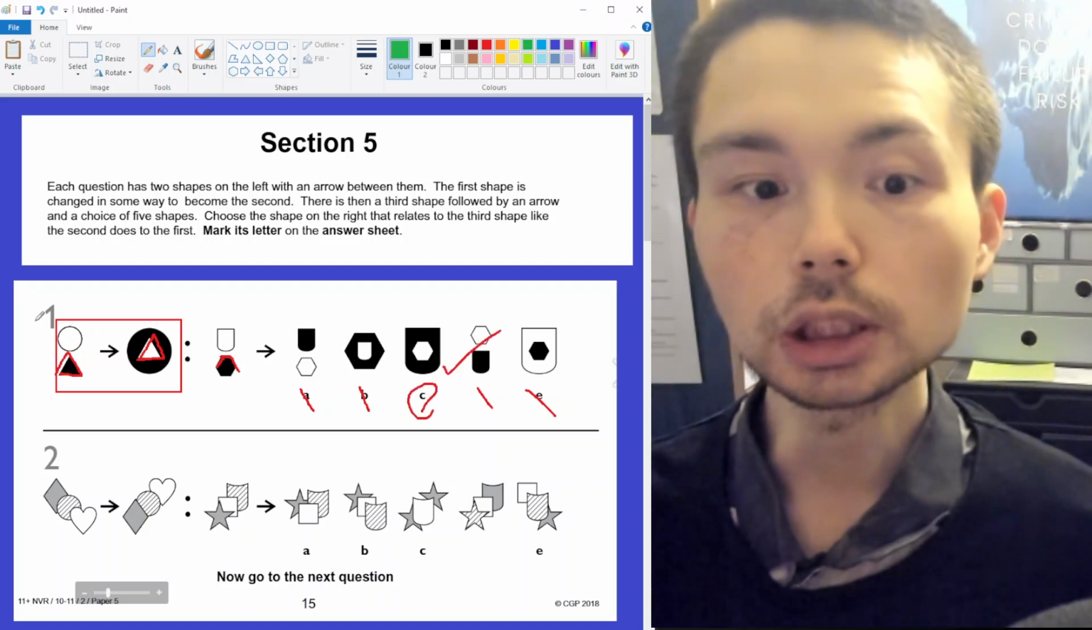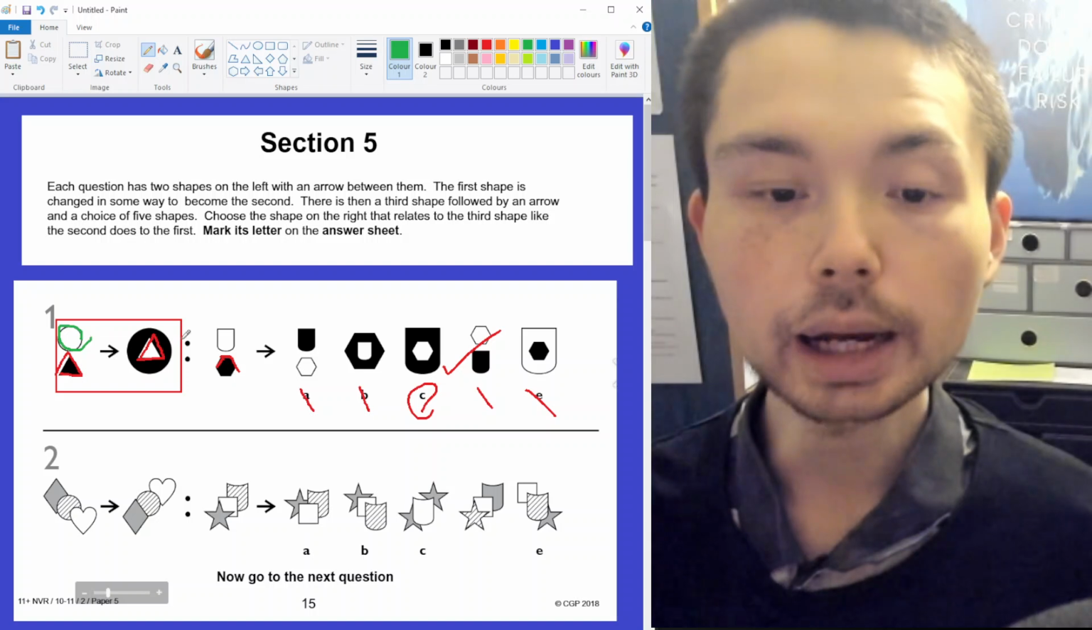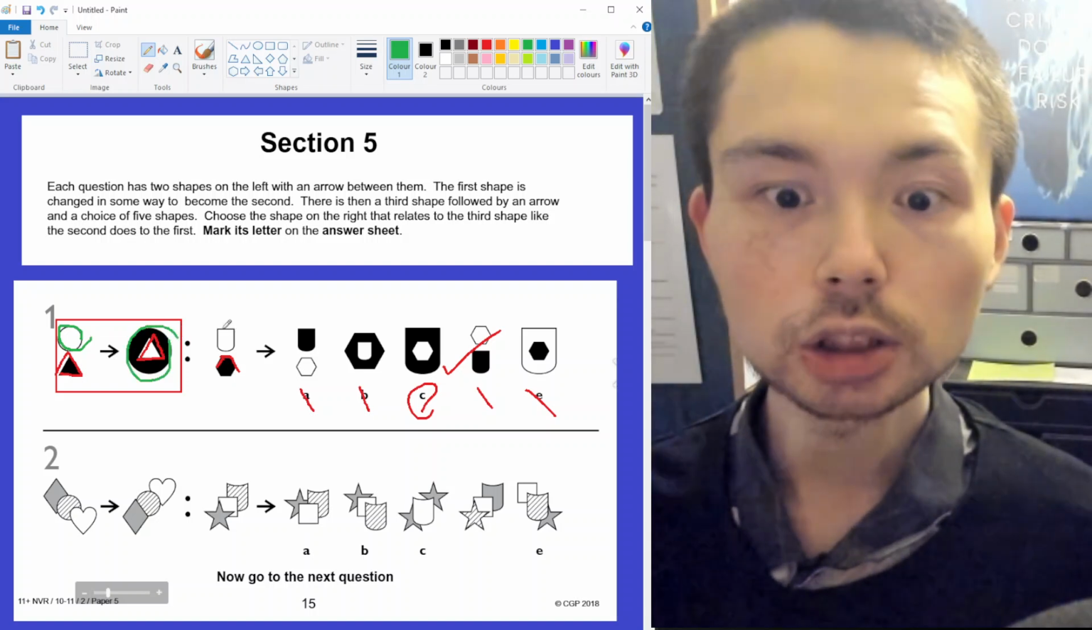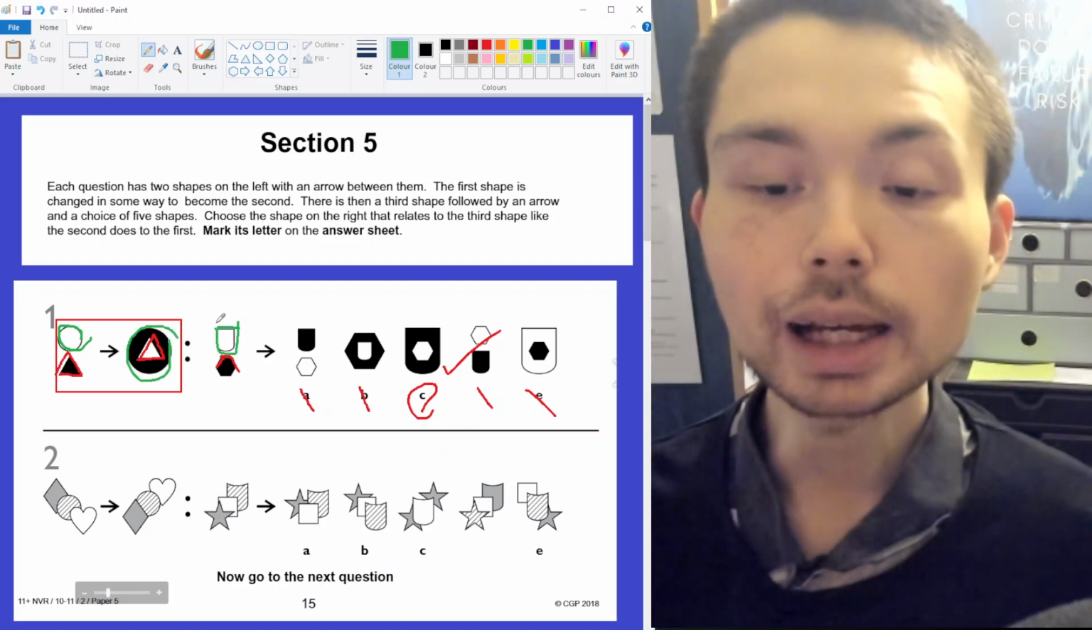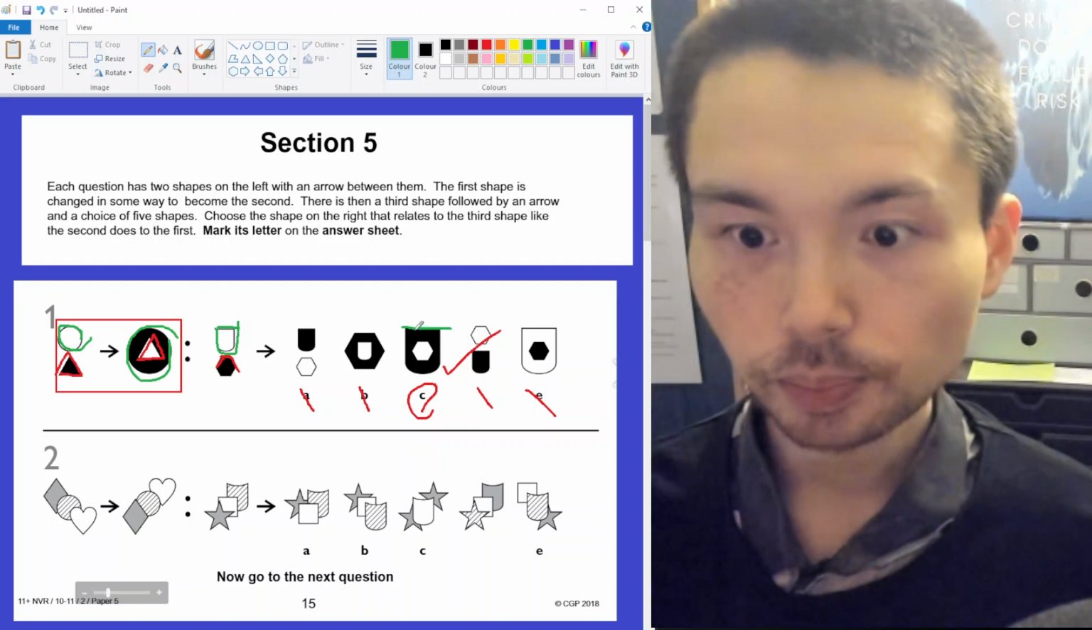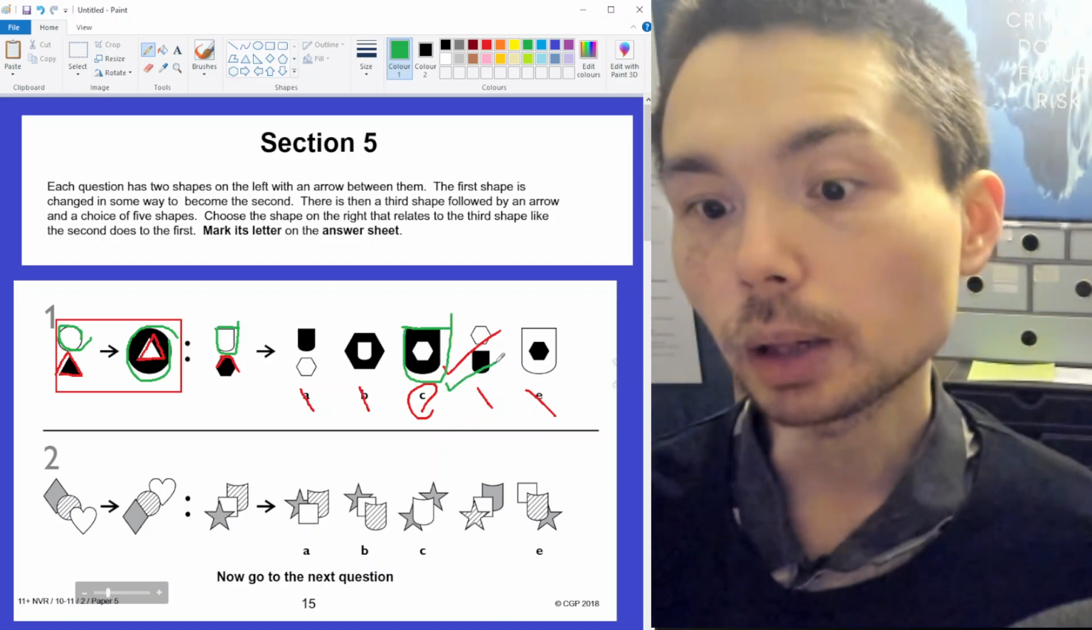Let's look at the other feature. Circle is white. It is now black on the outside. Shield is white. It is now black on the outside. It's the only black one anyway.